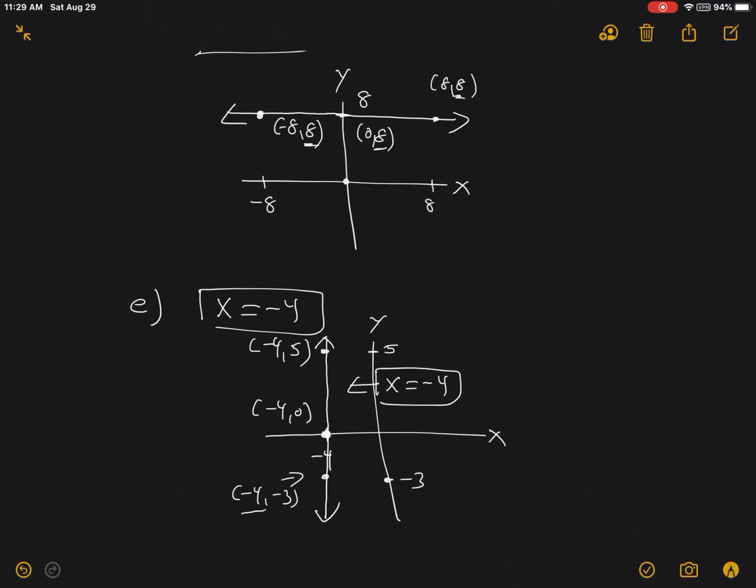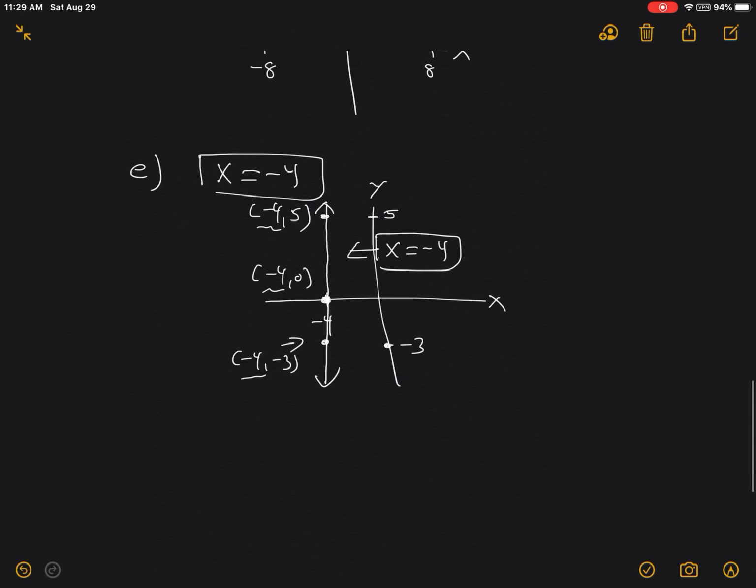And notice the x value is always x is equal to negative 4. And that's how you can check if you're not 100% sure if you graphed it right. Because I know sometimes it's confusing if you see just a single variable, you think it's either a vertical line or horizontal line, right? And that's true, but you have to figure out which one is which.